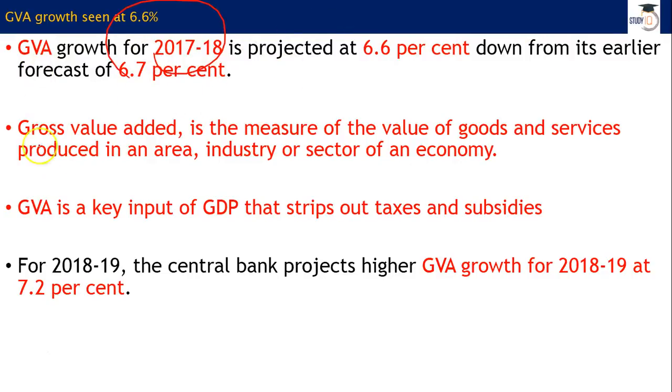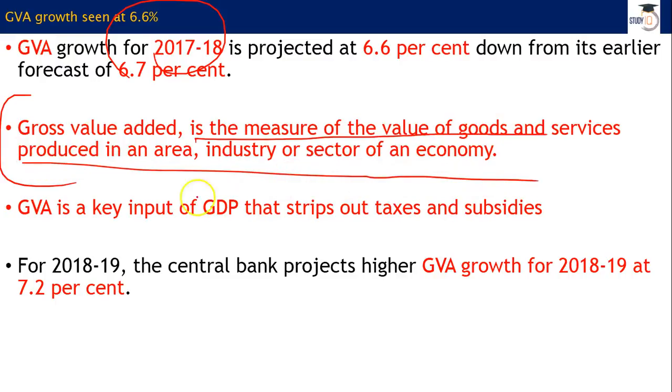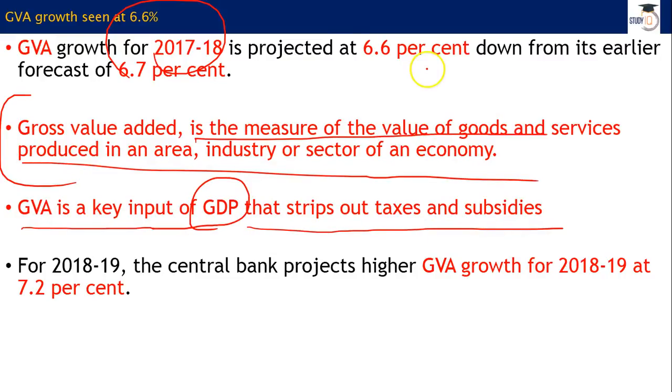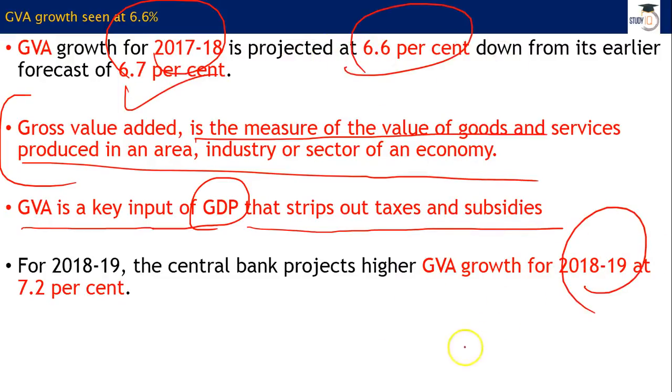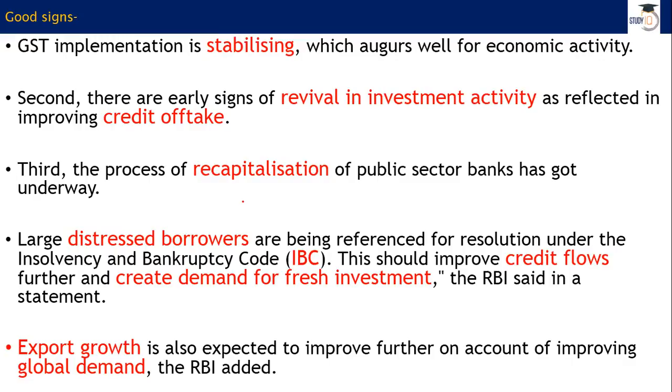Then you have this GVA. GVA stands for gross value added, right? It is the measure of value of goods and services produced in an area, industry or sector of an economy. GVA is a key input of GDP that strips out taxes and subsidies. It was projected at 6.7% by RBI, but now it is 6.6. But next year, 2018-19, is going to be a bit okay for us because GVA growth is going to clock 7.2% as per RBI.